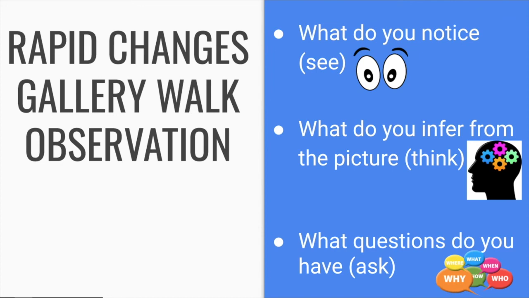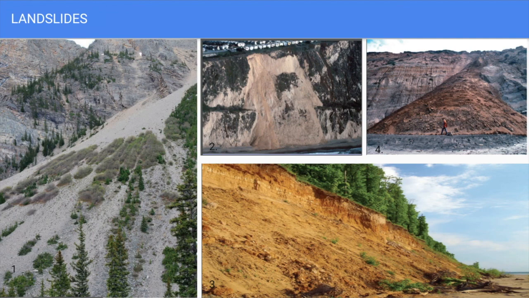Also, when you are noticing, I want you to use your brain and make some inferences. What do these pictures make you think? And as well, what questions do you have as you look at these pictures? Does it make you wonder? The first type of land occurrence is landslides. Observe these pictures and write down in your journal in box 1 what you notice about these landslides.